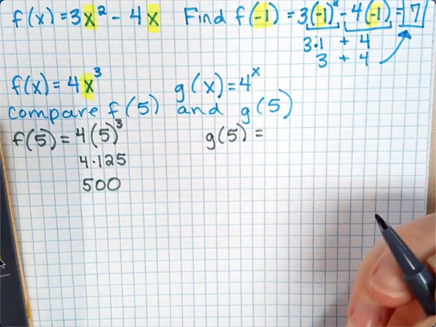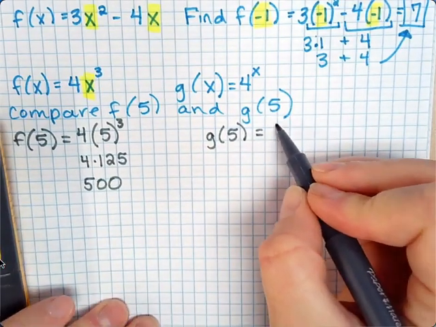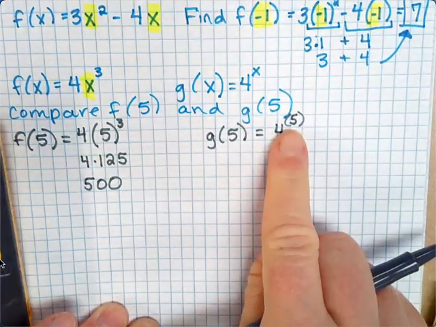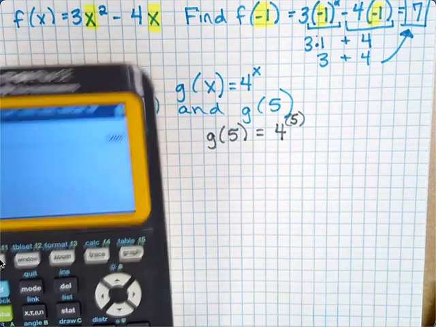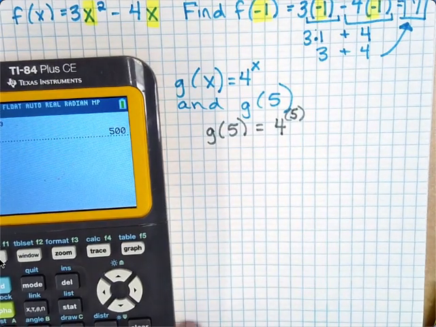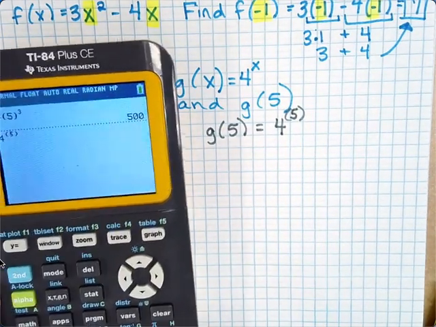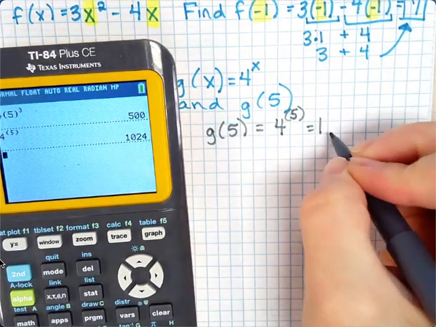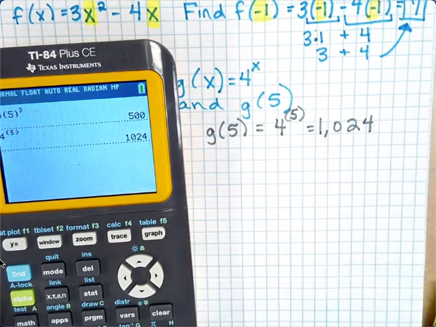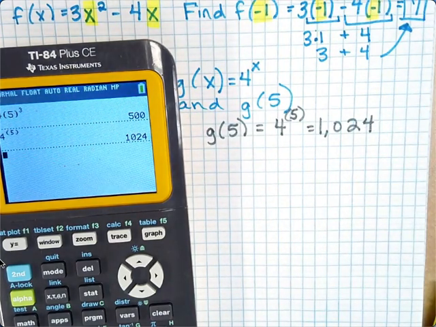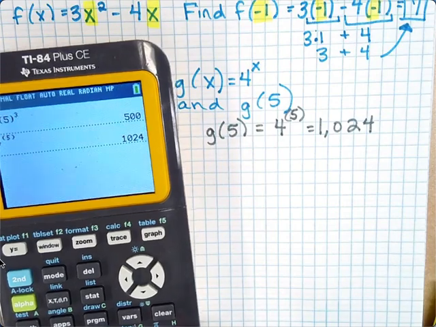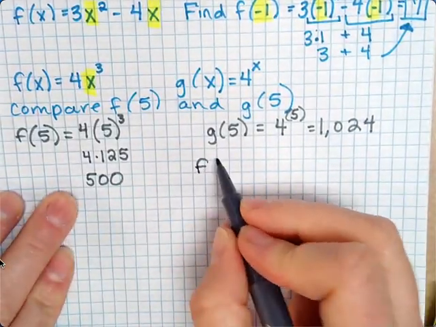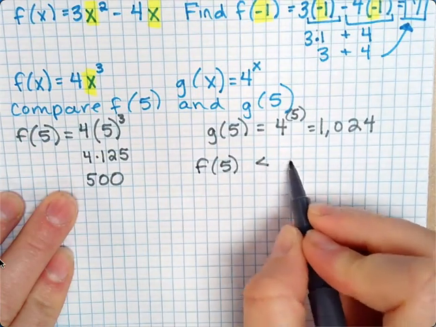So g of 5 means 4 raised to the 5th power. Keep that in parentheses though. So 4, then the little carrot top, then 5. That parentheses really doesn't make a difference though. 1024. I wanted to make sure everybody could figure it out. So then how do they compare? Less than. So f of 5 is less than g of 5.